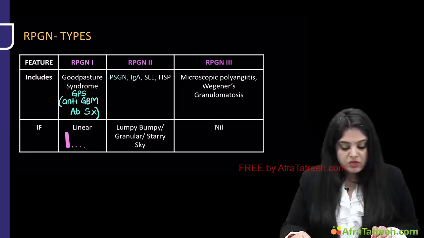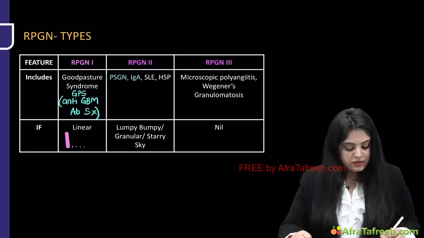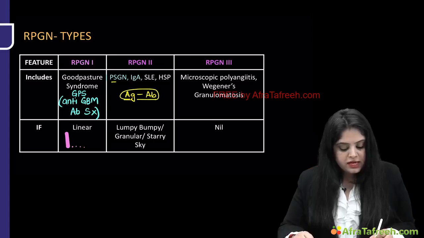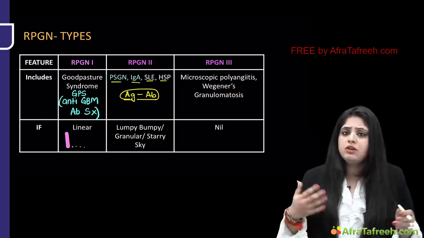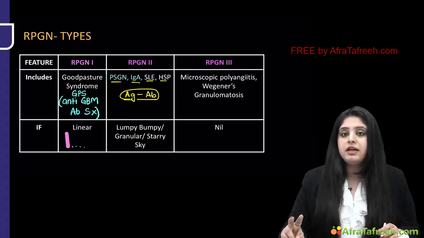Now let's come to RPGN type 2. Type 2 has two things. What do I mean by two things? Whenever I can see some antigen and antibody kind of a thing happening. Like in PSGN, I could see antigen, antibody things. In Berger's, I could see infection, antigen, antibody. HSP and SLE are all related to antibodies only. So all these antigen, antibody things come under type 2.